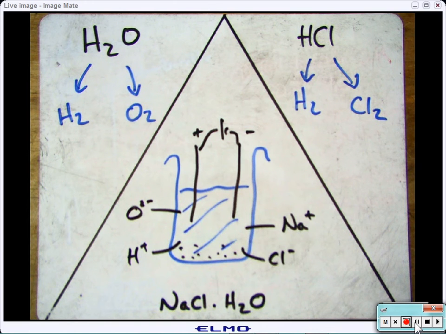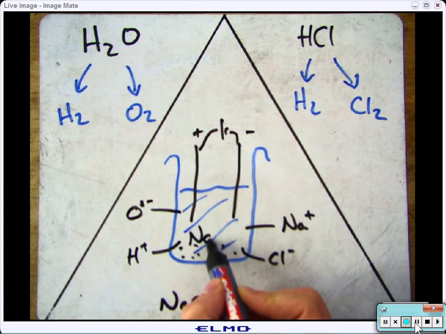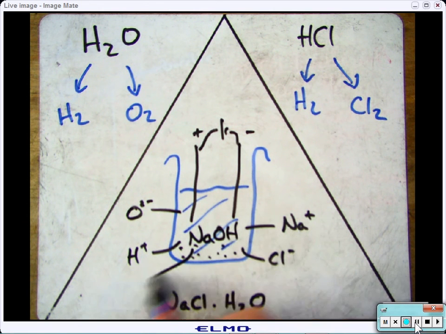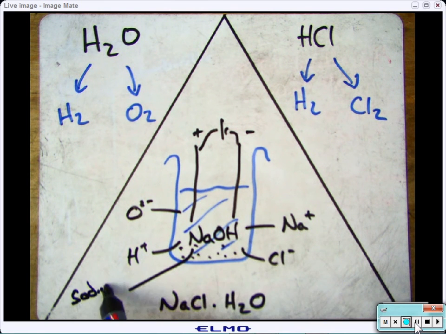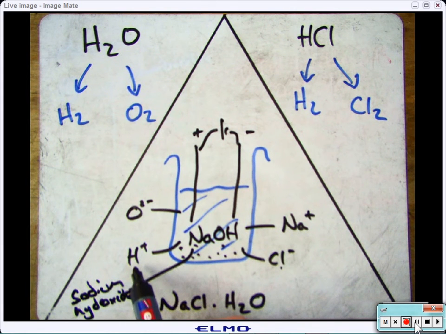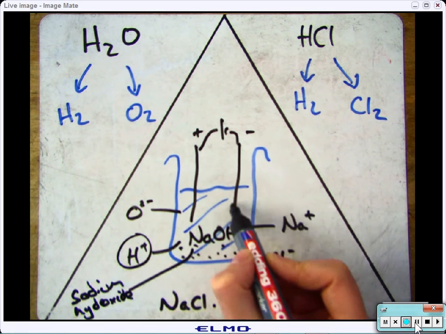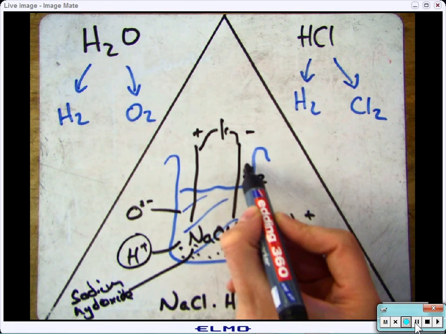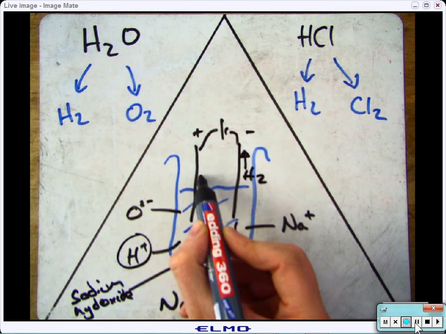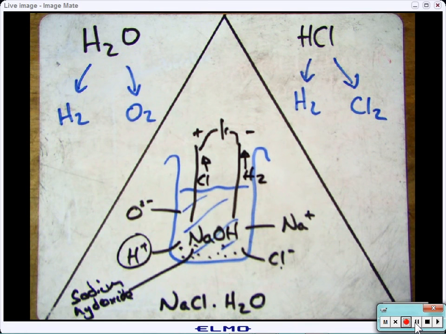Now what happens straight away is something called sodium hydroxide forms. So in this solution here you get NaOH, which is sodium hydroxide. So that leaves you with chlorine and a little bit of hydrogen left. So hydrogen will go to the negative and you'll get hydrogen gas coming off here, and chlorine will go to the positive and you get chlorine gas coming off here.